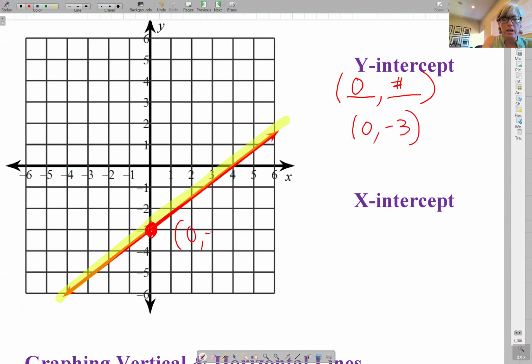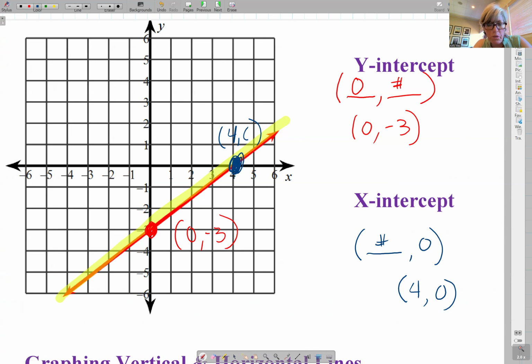That is your y-intercept. Your x-intercept is where the line crosses the x-axis, which is right here. For x-intercept, you're always going to have a number, 0. So in this case, your x-intercept is 4, 0. Always label your intercepts when you work with them.